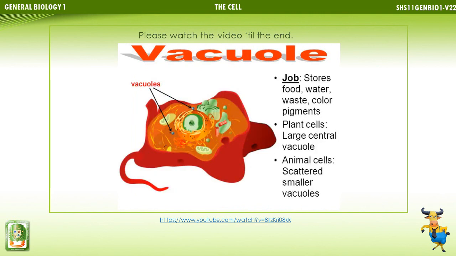So in plants, there tends to be a large central vacuole, but it's not like that with animal cells. Here's a diagram, a drawing of an animal cell, and the vacuoles are much smaller, and they're usually randomly scattered throughout the cytoplasm, but they still serve the same purpose. They still store food, store water, store waste, and so that's really the job of the vacuole right there.